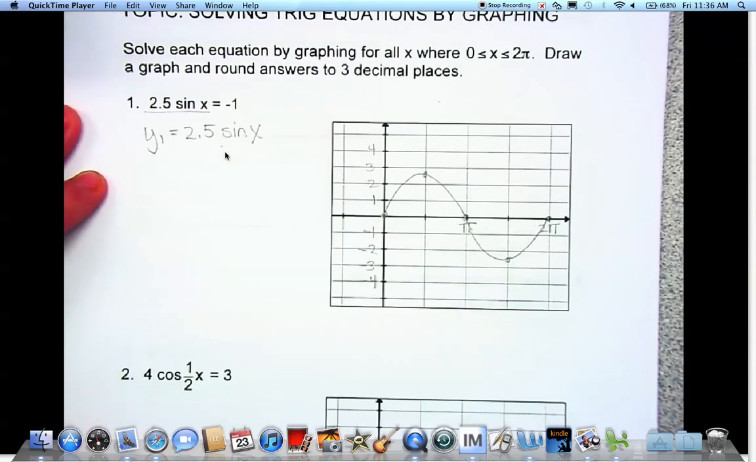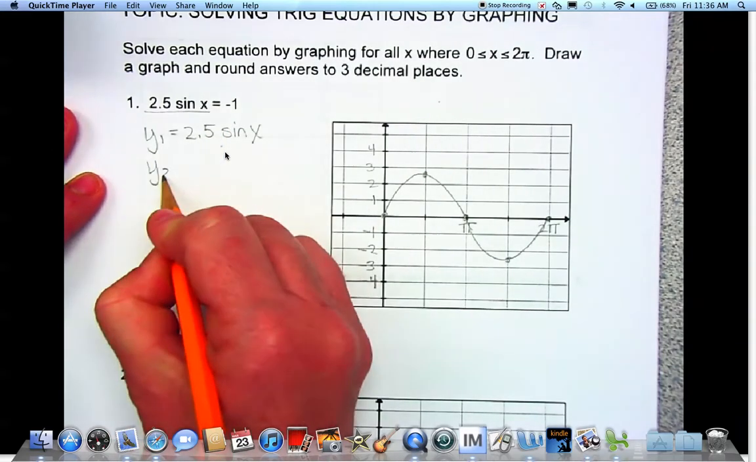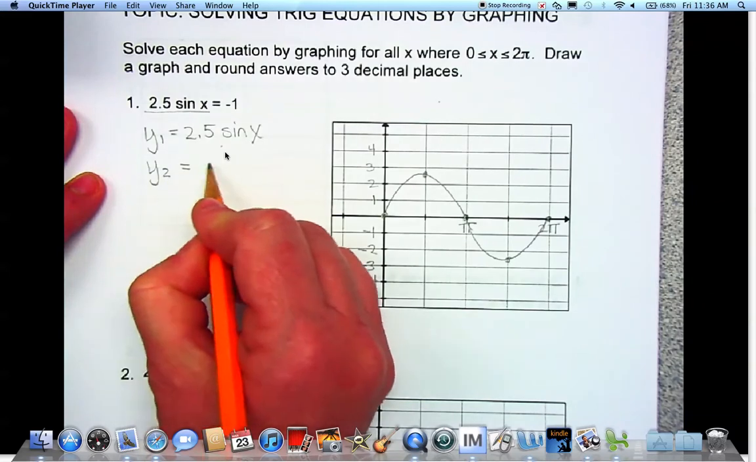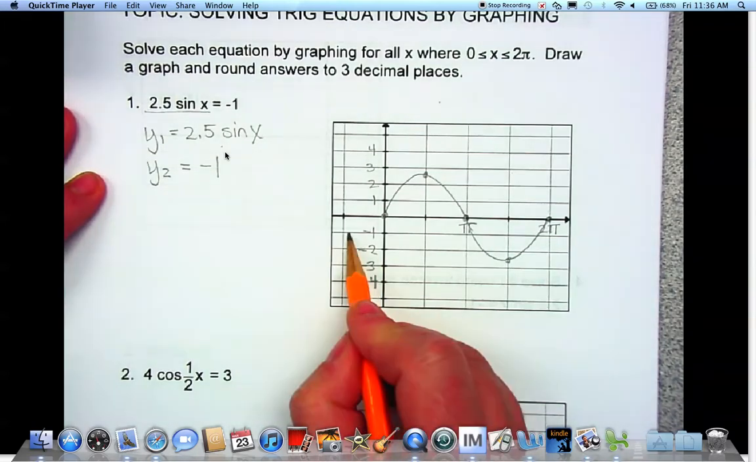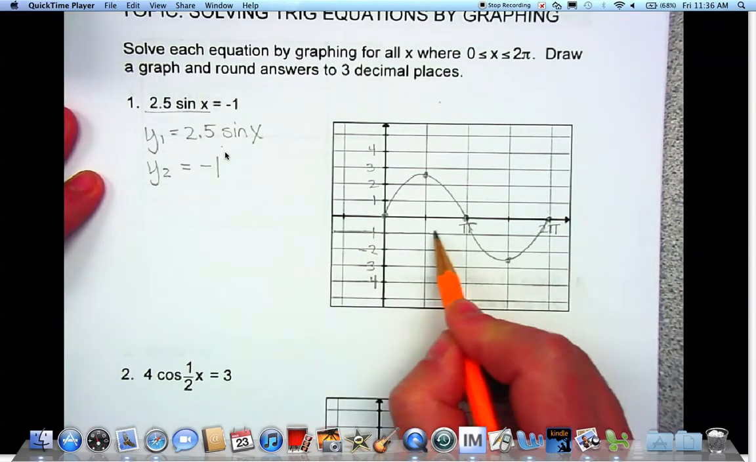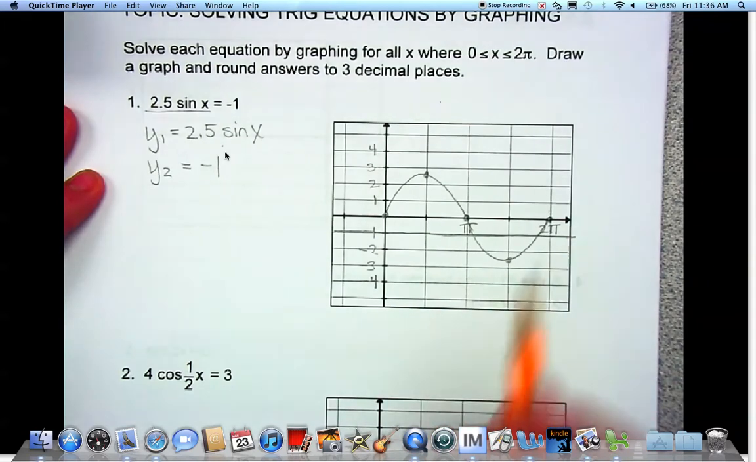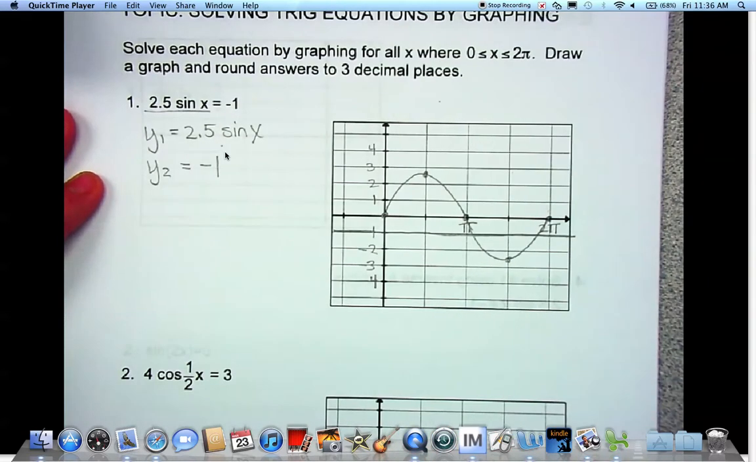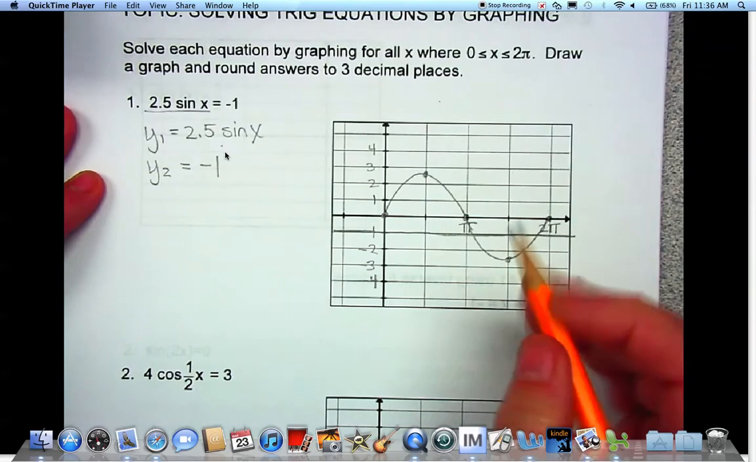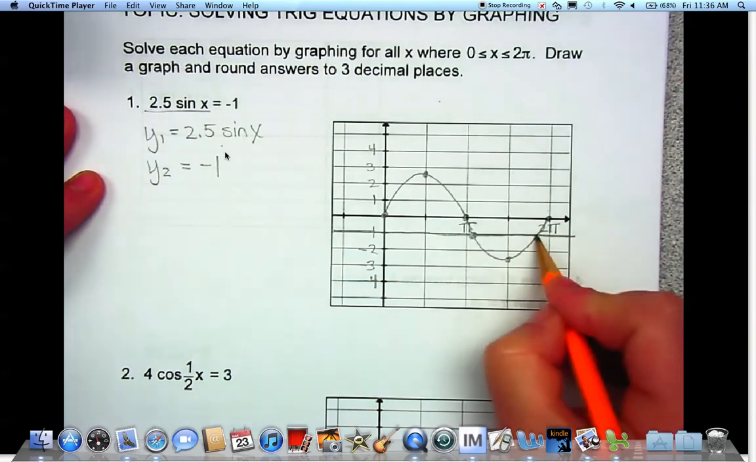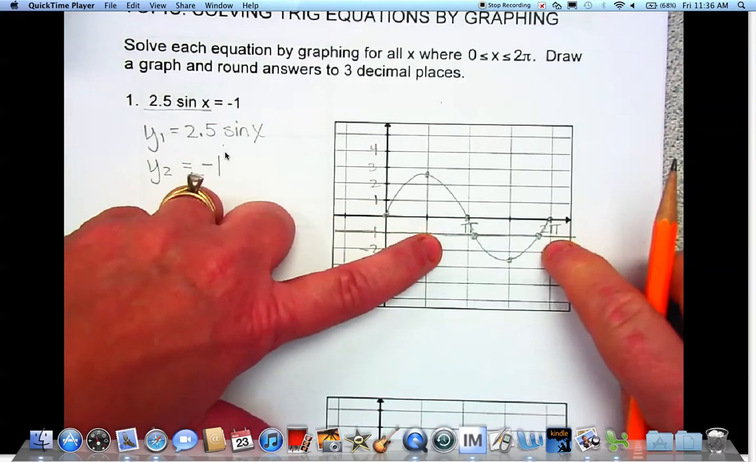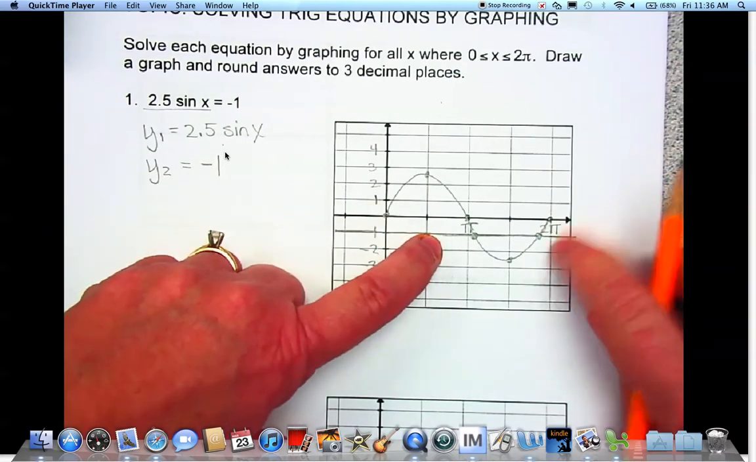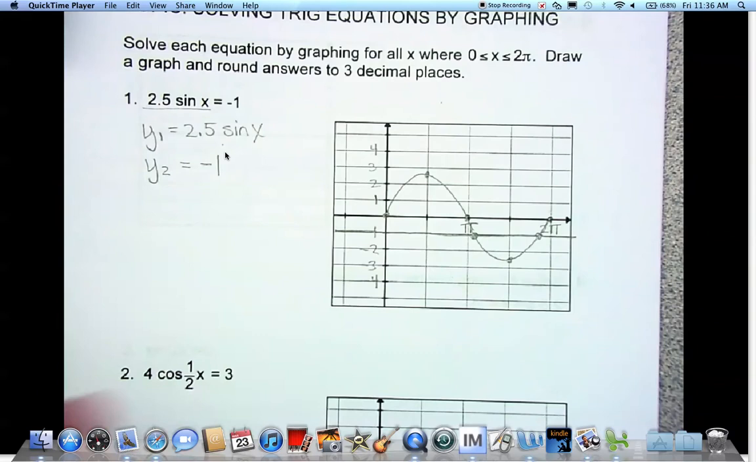Okay, we're going to call that y1, and then the next one's going to be y2, and y2 equals the other side of the equal sign, -1. So we're going to draw a line going through -1. Okay, now where do they cross? How many places? 2 times between 0 and 2 pi. We're going to have to find where they cross, and we can't do that from this graph. We're going to put it in our calculator.